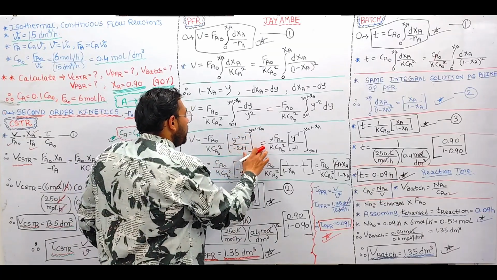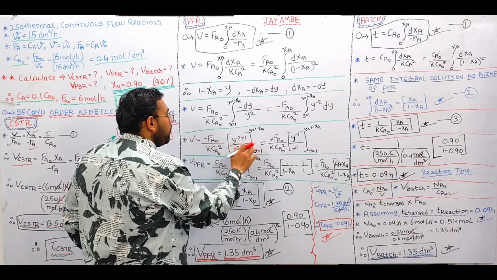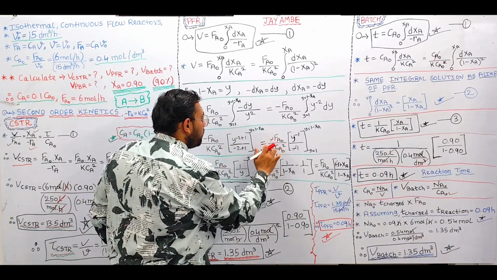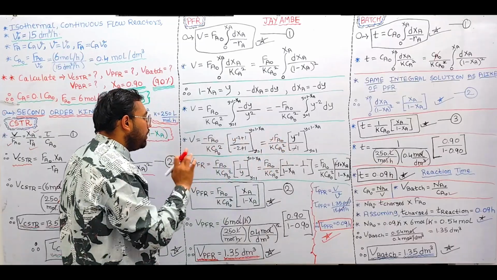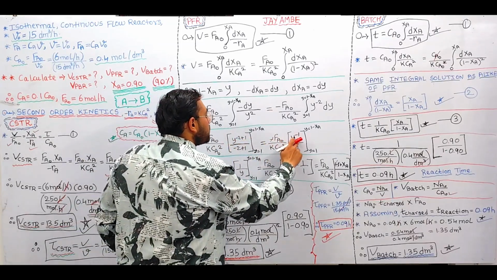Now for solving, we get minus FA0, and this entire term will remain as it is, minus FA0 divided by k CA0 whole squared. Here, if we calculate, minus 2 plus 1 will be minus 1.